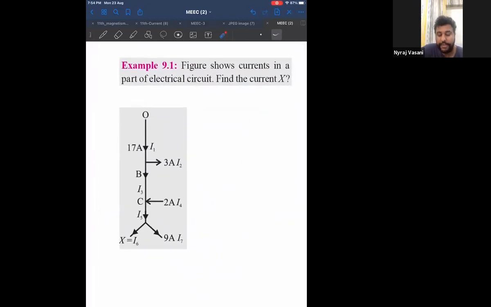Yes, this is from your HSC book, example 9.1. Figure shows the currents as a part of an electrical circuit. Find the value, that is X, find the current X. Start. Then I will also discuss.